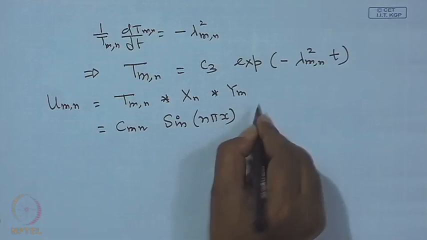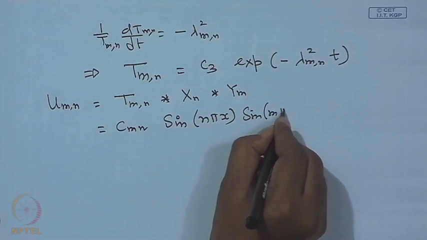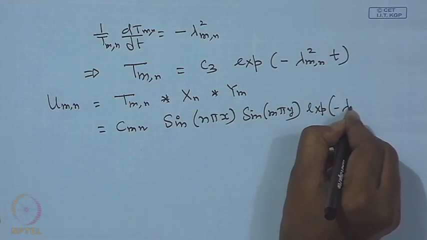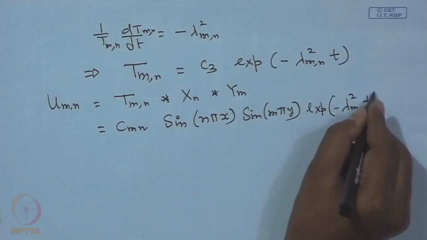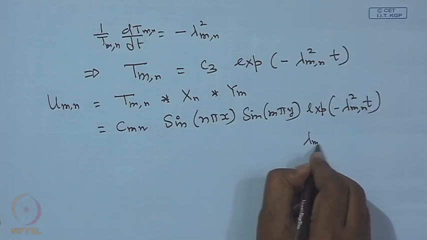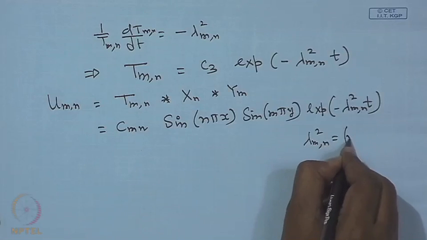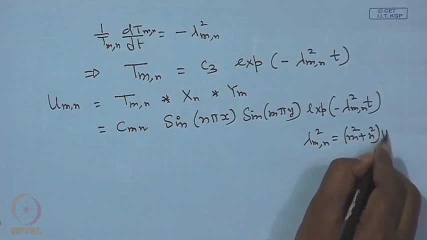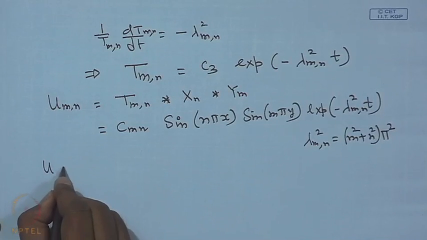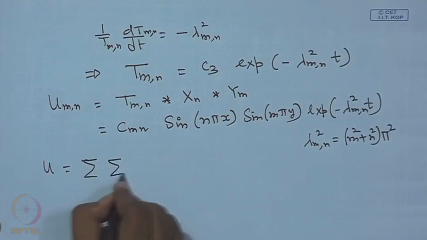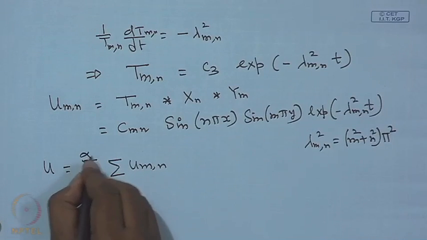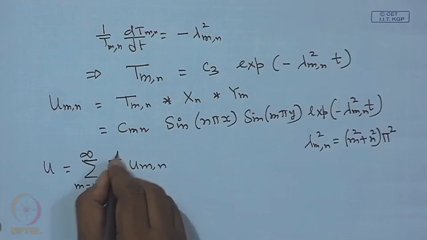sin n pi x sin m pi y exponential minus lambda mn square t, where lambda mn square is nothing but m square plus n square times pi square, and we can construct the complete solution u as a double summation of u m n, over index m from 1 to infinity, and index n from 1 to infinity.